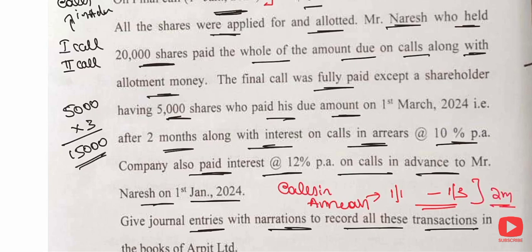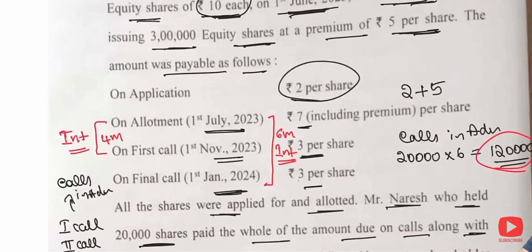I hope you got this right, guys. 8 entries will anyways be there. Interest on calls in advance entries will be there. Interest on calls in arrears entries also will be there. Interest on calls in advance is paid on 1st January. Interest on calls in arrears is going to be passed on 1st March. 15-mark question, easy. No forfeiture, no reissue, nothing.